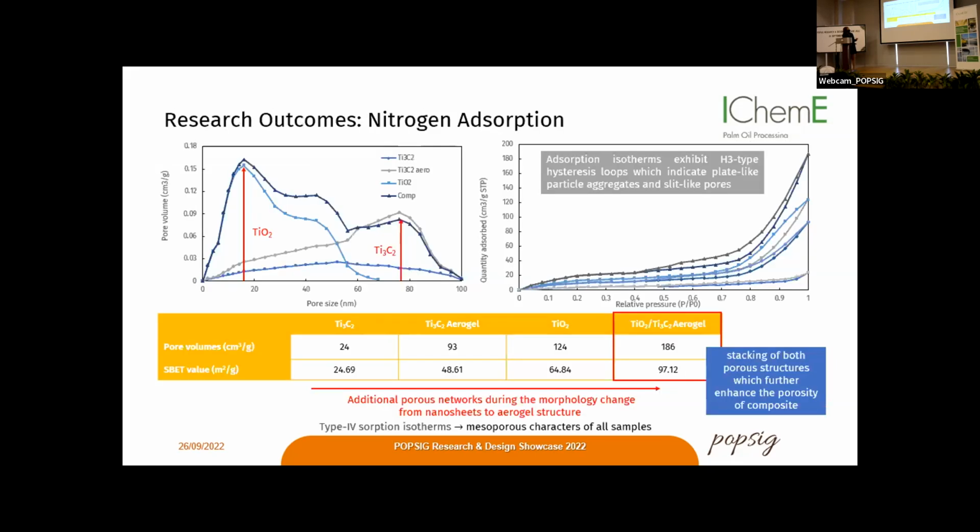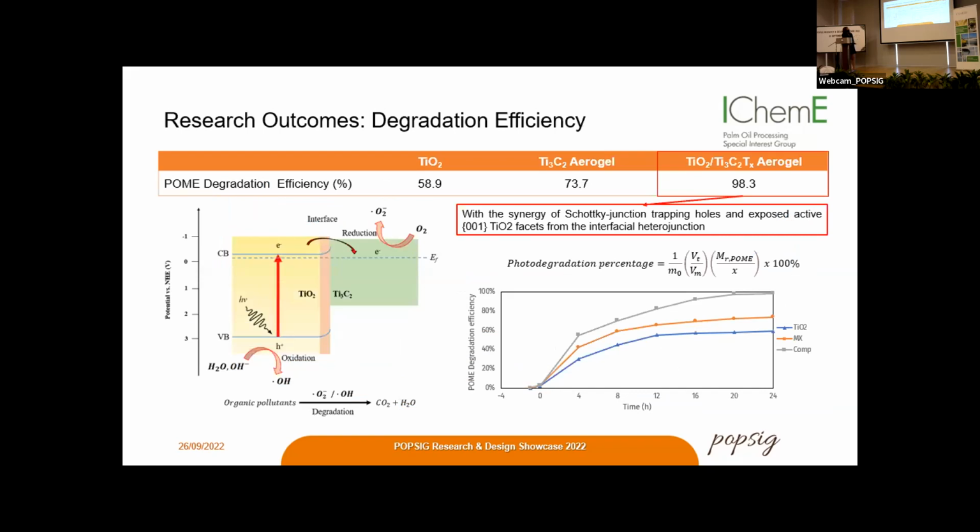So next will be the nitrogen adsorption. You can see that going from the Ti3C2 to the TiO2 Ti3C2 aerogel, the pore volume and the pore surface area are increasing. This is because of the additional porous levels that are formed during the morphology change from nanosheets to aerogel structures. It can also be observed that there's a stacking of both porous structures, which enhances the porosity of this aerogel.